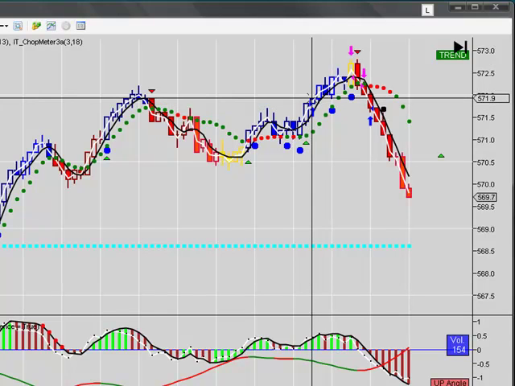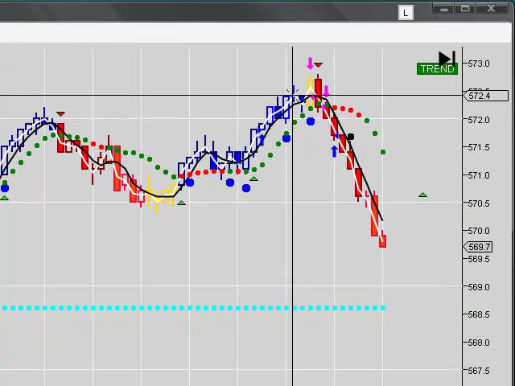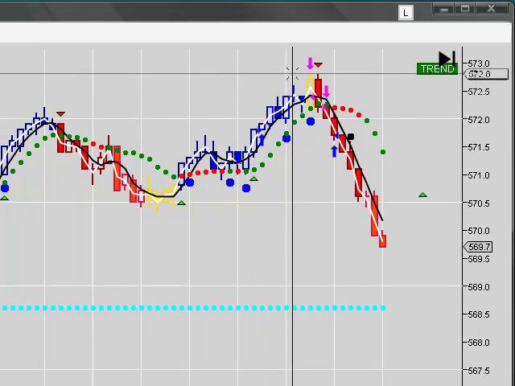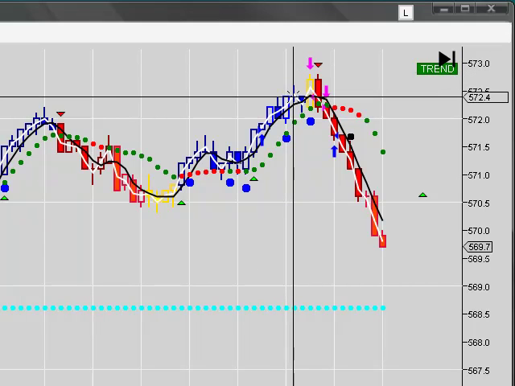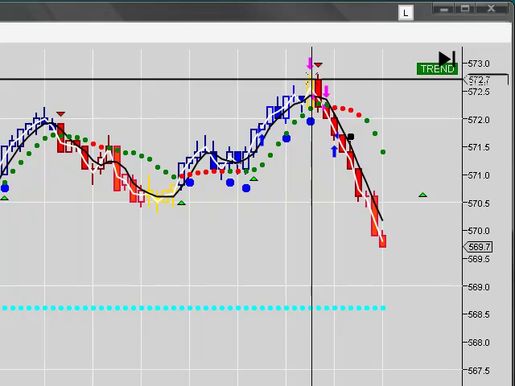And what do we get? 571.80 to 572.40. I only took 6 ticks because what happened was, let's see, 571.80. It didn't fill me there, it didn't fill me there, and pulled back and hit my stop. So that was a kind of abbreviated trade.